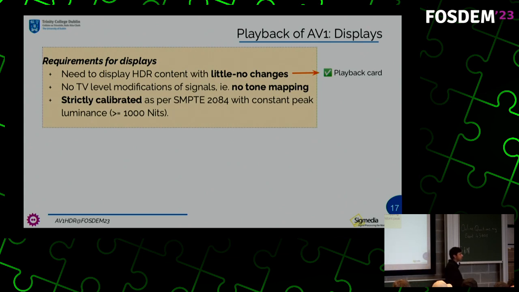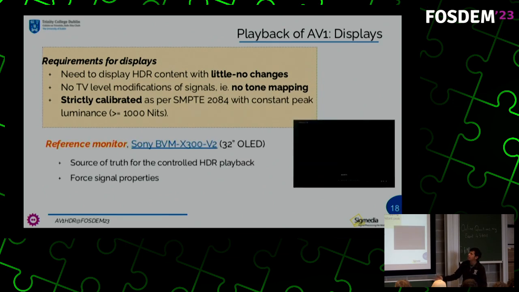the playback, because most TVs sometimes tend to do some sort of tone mapping or try to play with the brightness and things based upon the ambient display. So we need to make sure that there is no tone mapping and the TV is not playing with that. And it should be calibrated as per standard. That's the other thing, and it should have a minimum of 1000 nits brightness. So that's the main requirement we have for HDR testing, right?